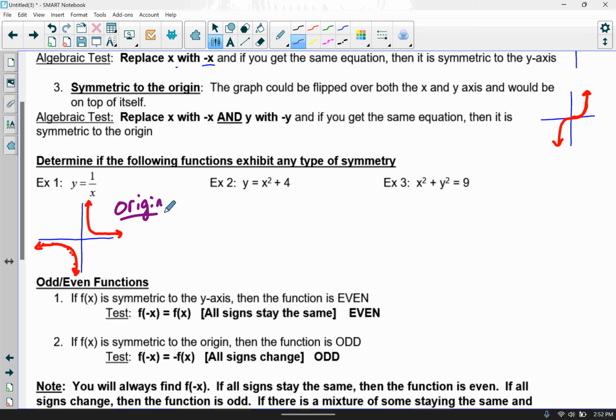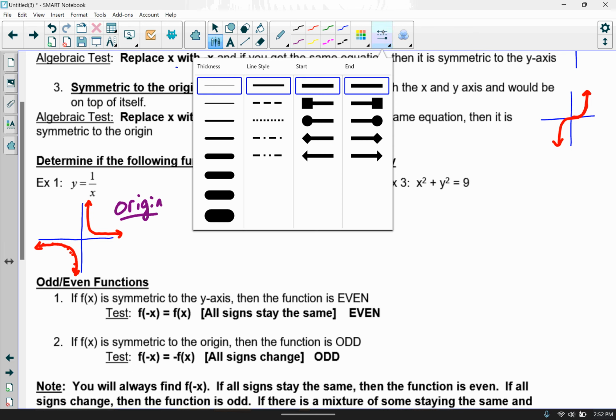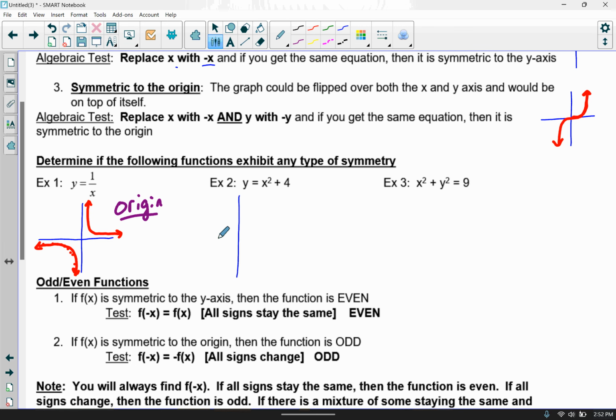Origin only, okay? Scooting over to example 2, we would pop this in our calculator, but hopefully you've got a little bit of working knowledge of what this would look like. y equals x squared plus 4. So x squared we know is our parabola. That positive 4 is going to shift us up 4 units. So it should look something like that. Which axis could I flip that over and it would be directly on top of itself? Hopefully you agree, the y-axis. If I flipped it over the y-axis, then everything would be on top of that left-hand side, or vice versa.